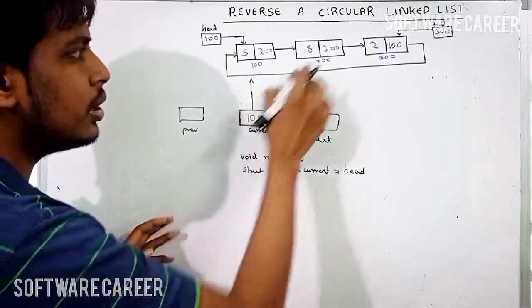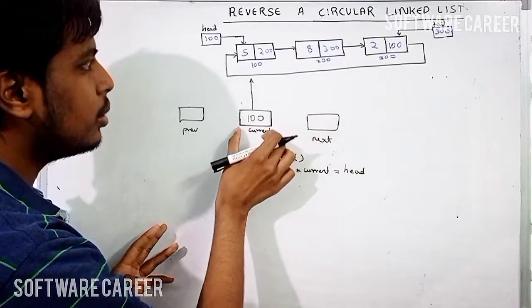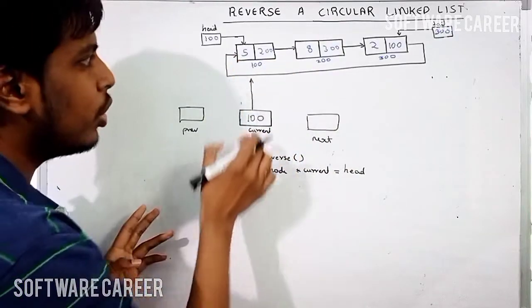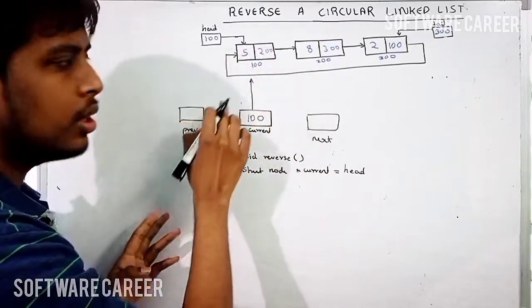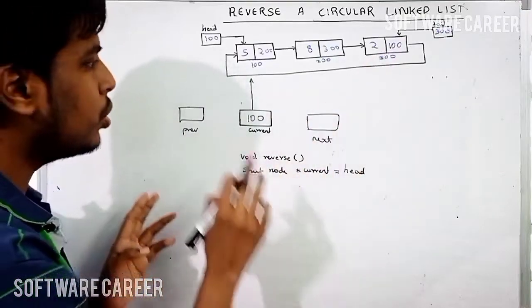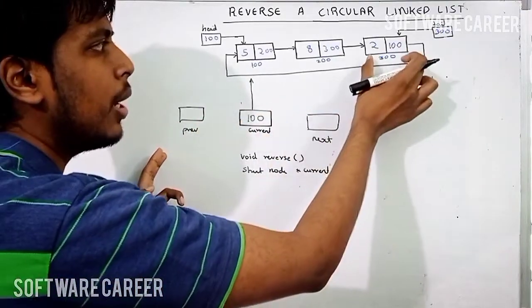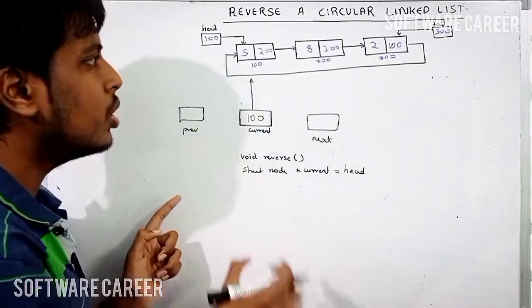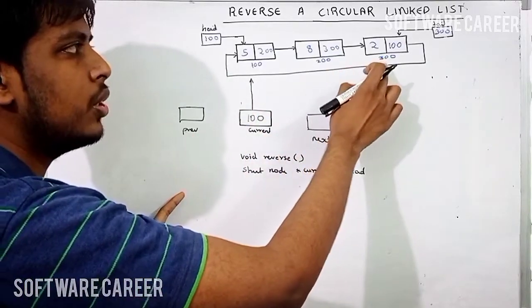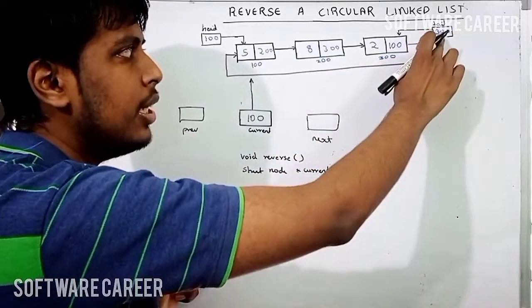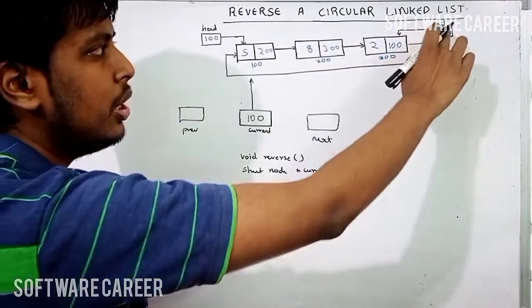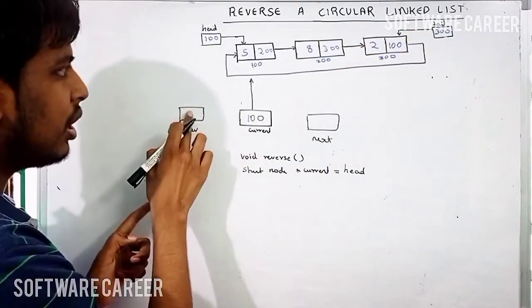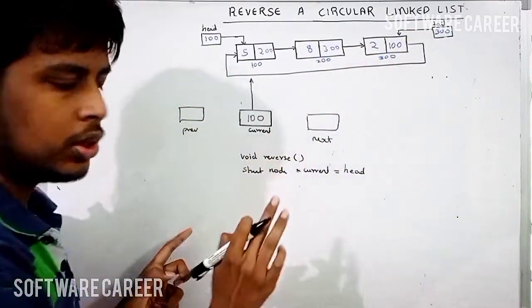This is a circular linked list, and current is pointing at the first node. So what is the previous node of this first node? That is the last node. So previous should store the address of the last node. How can you store the address of the last node? By using tail, because tail has the address of the last node. So I should store 300 here. Then previous points to the last node. So I am writing the code.